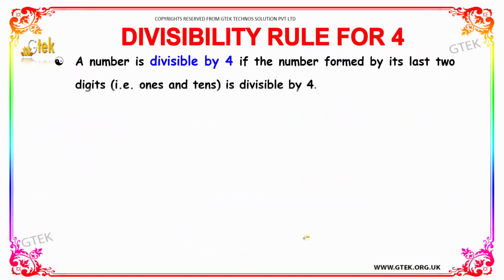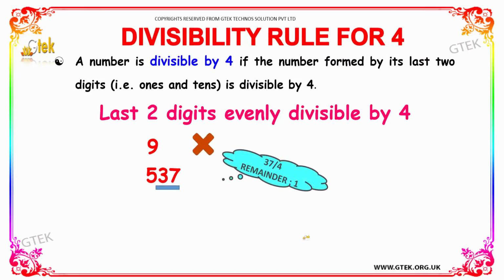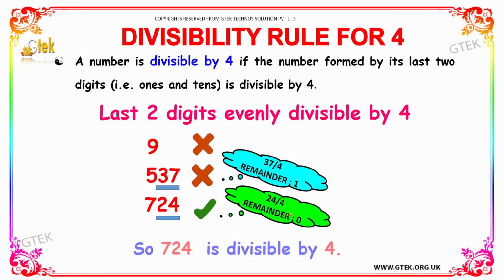Moving on, we have the next divisibility rule, to test for 4. A number is said to be divisible by 4 if the number formed by the last two digits, that is, the numbers at the ones and tens place, is divisible by 4. The last two digits are evenly divisible by 4. So if you see, the last digit, that is 9, is not divisible by 4. Hence, it does not satisfy the divisibility rule for 4.